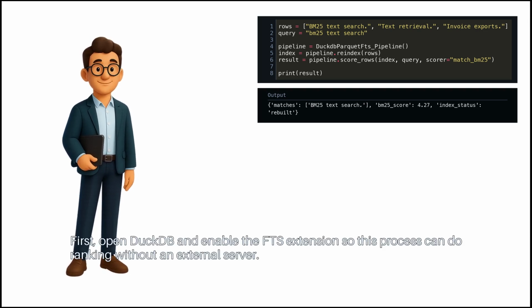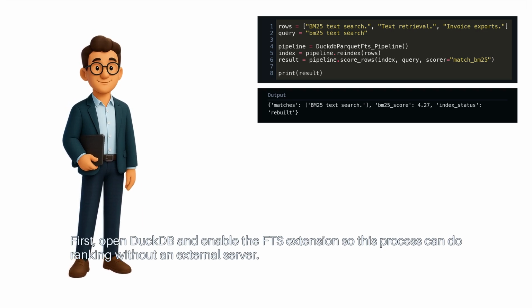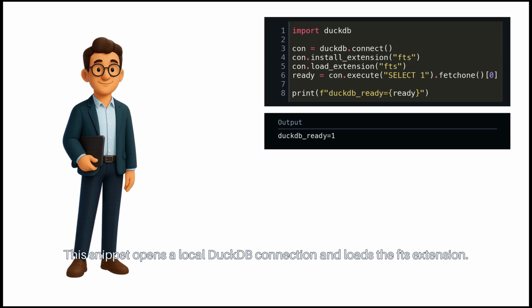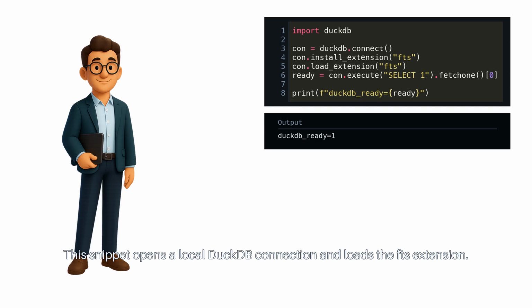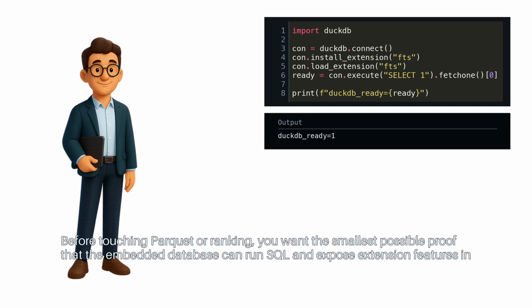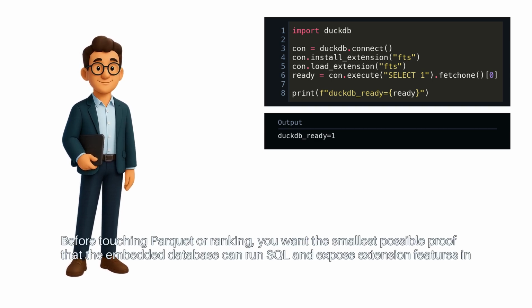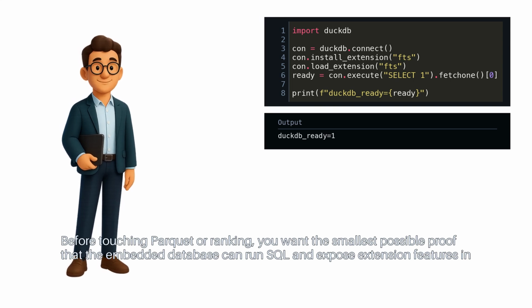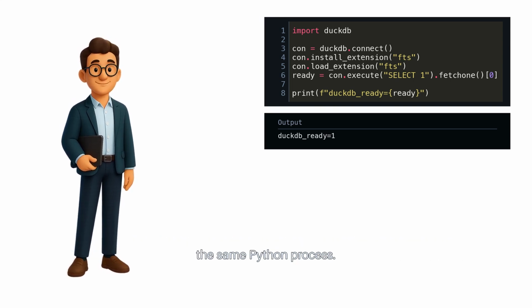First, open DuckDB and enable the FTS extension, so this process can do ranking without an external server. This snippet opens a local DuckDB connection and loads the FTS extension. Before touching Parquet or ranking, you want the smallest possible proof that the embedded database can run SQL and expose extension features in the same Python process.